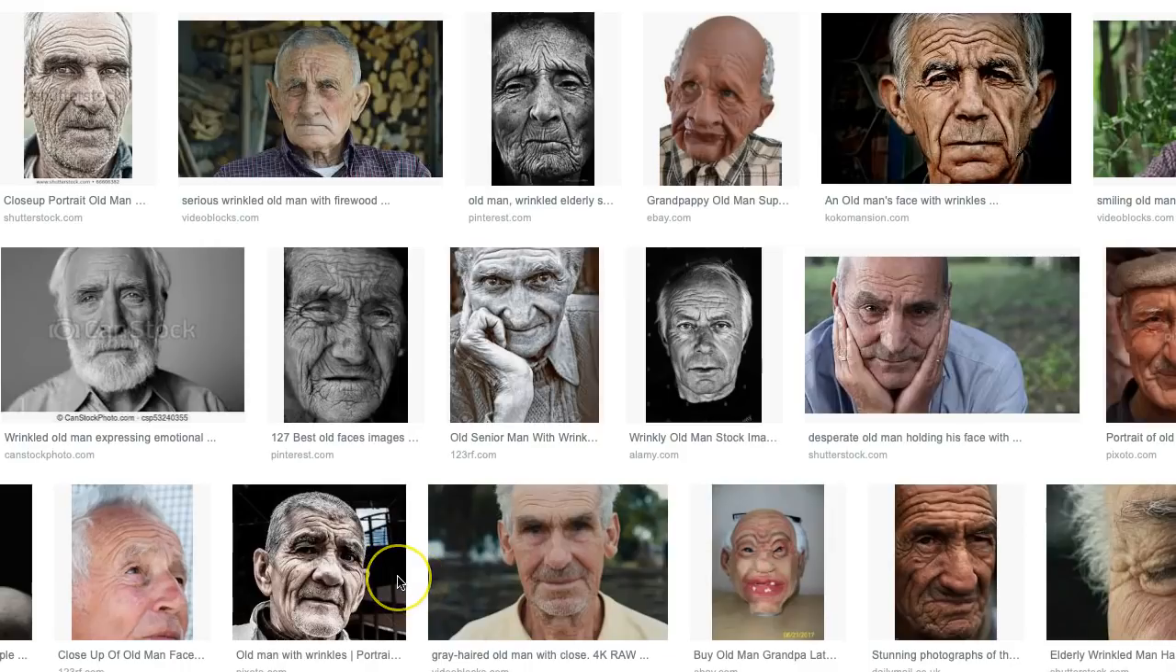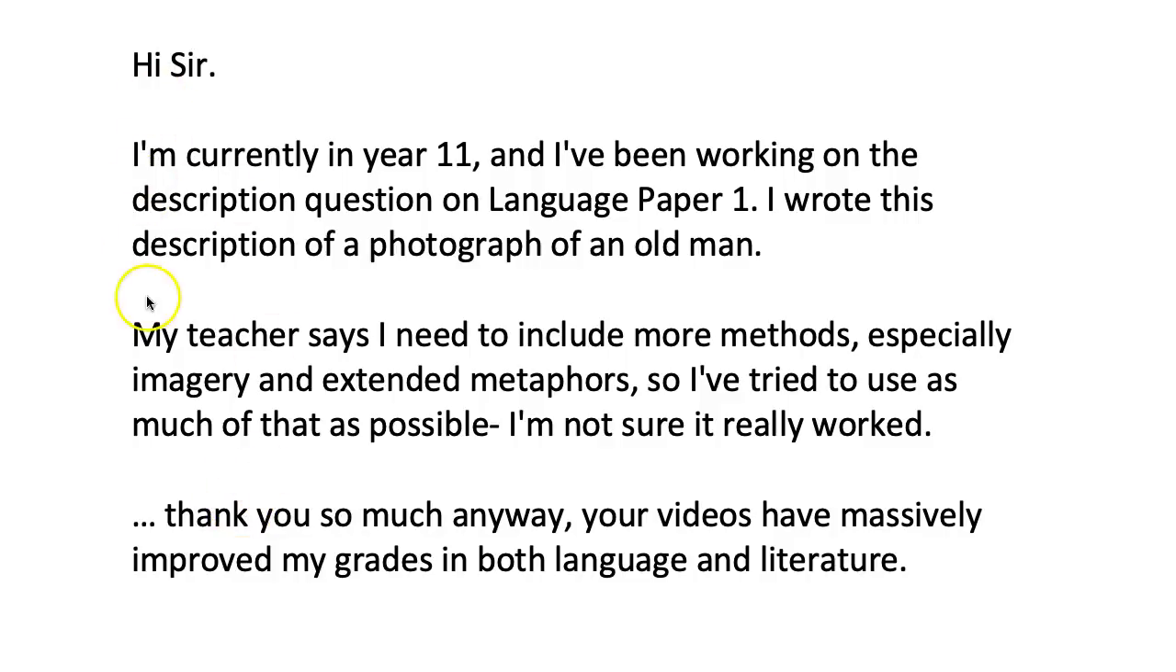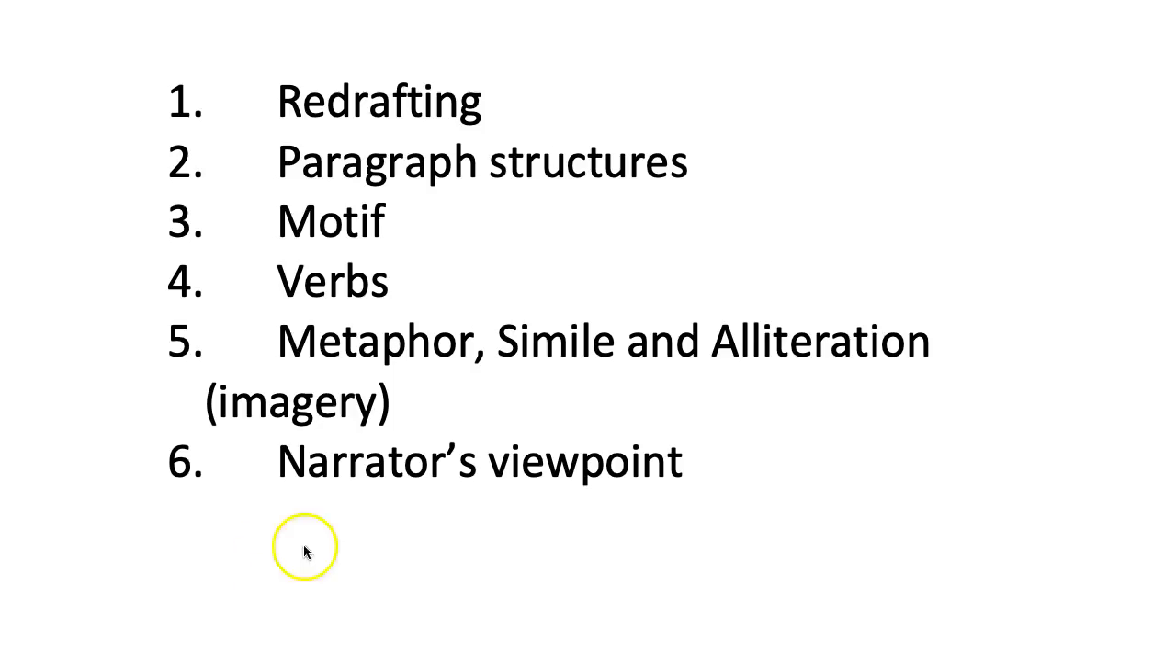Today I'm going to focus on the descriptive question and imagine a picture in the exam that was like one of these, a really wrinkled old man's face. A student has emailed their description in, so we're going to look at what this student was trying to achieve. And from their description I'm going to teach you these 6 key things. Those will be what you will learn specifically in this video.